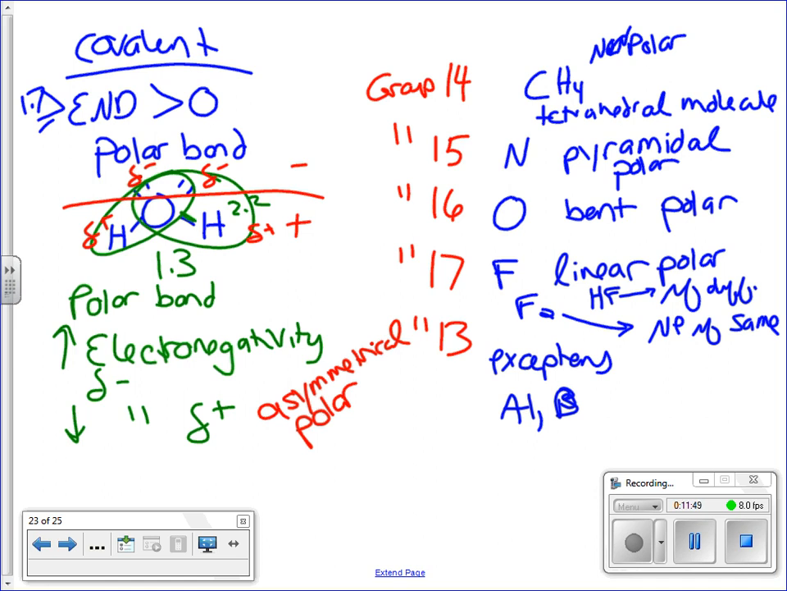Aluminum and boron, they form trigonal planar. Okay. Group 14 makes 4 bonds. Group 15 makes 3. Group 16 makes 2. And group 17 makes 1. Group 17 has 7 valence electrons. They only need 1 more to be happy to get that perfect 8. Group 16 has 6 valence electrons, so they only need 2 more, so they need to make 2 bonds. They can certainly make those 2 bonds to the same atom.